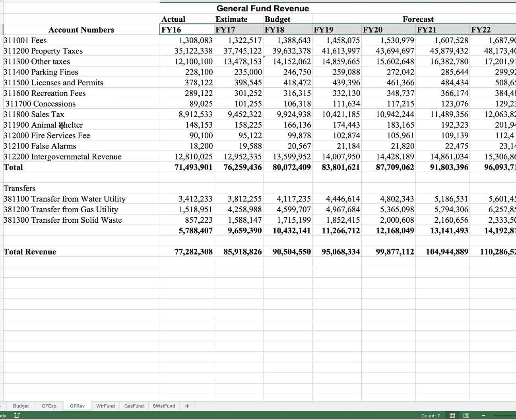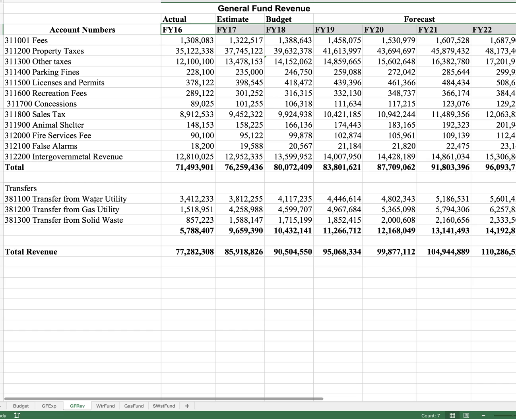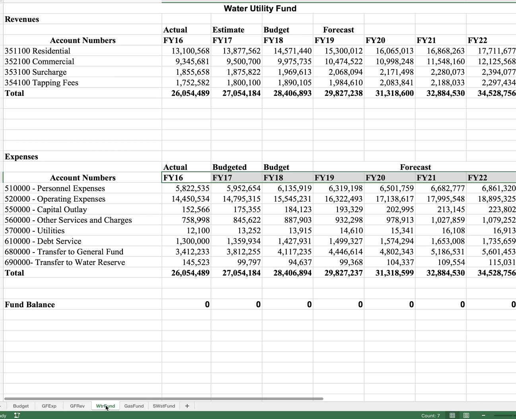Okay. Now, if you look at the revenue, another three line items down here, we have transfers from other funds. So we have a transfer from your water utility, a transfer from gas, and a transfer from solid waste. Okay. So now let's go look at the water utility fund and see what that one is doing.